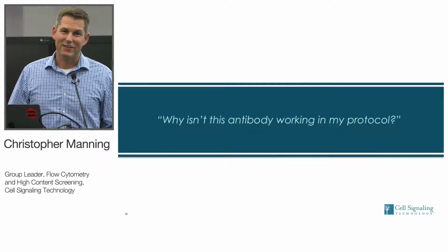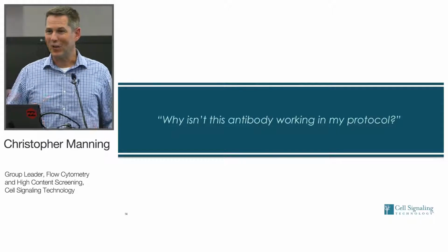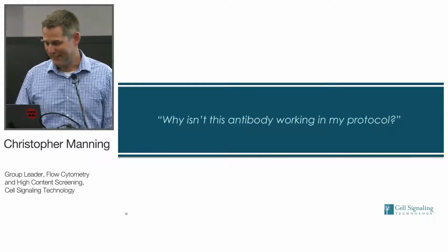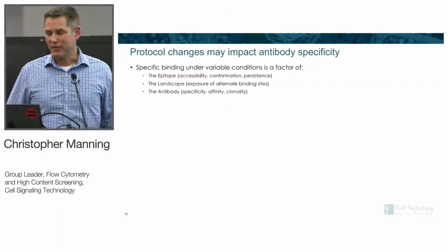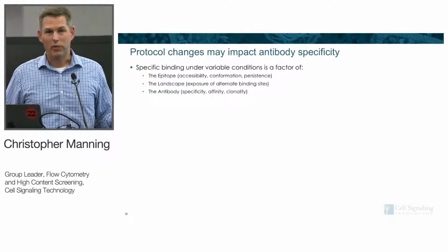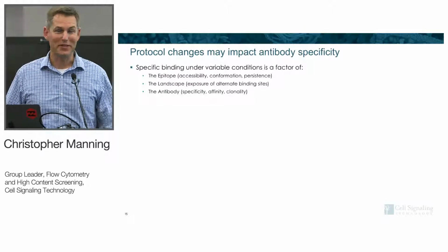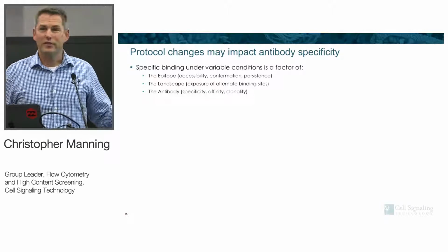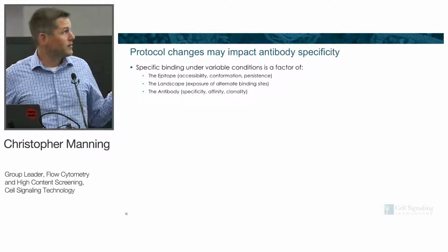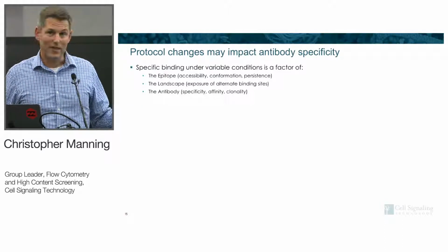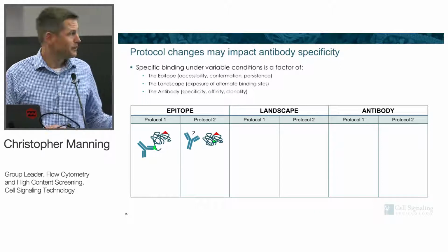So that leads to the next question then. All right, if protocols can be flexible, why isn't this antibody working in my protocol? There are a variety of reasons, but I'm going to focus first on really what happens with these protocol changes, and just to get you thinking about, from that antibody's perspective, what does it mean? So your different protocols can affect binding in three ways. It's going to affect the epitope, the landscape, and the antibody. So I'm going to show some examples for this.